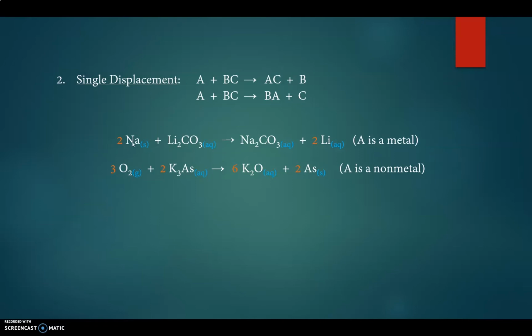In this first one, since A is a metal, sodium, it switches places with the lithium, and the sodium ends up with the carbonate and lithium by itself. In the second example, element A is oxygen, which is a nonmetal, so it's going to switch places with arsenic, which is a nonmetal, and so the potassium will end up with the oxygen, and the arsenic will be by itself. And again, we balance the charges in each case. So in this first one, we put 2 sodiums with a carbonate to balance the charges, and in the second, 2 potassiums with the oxygen.